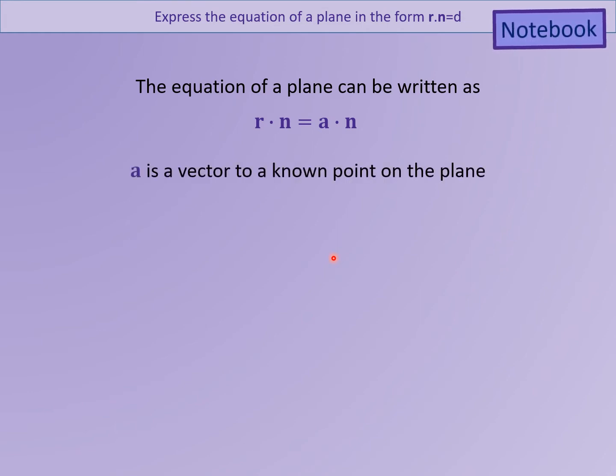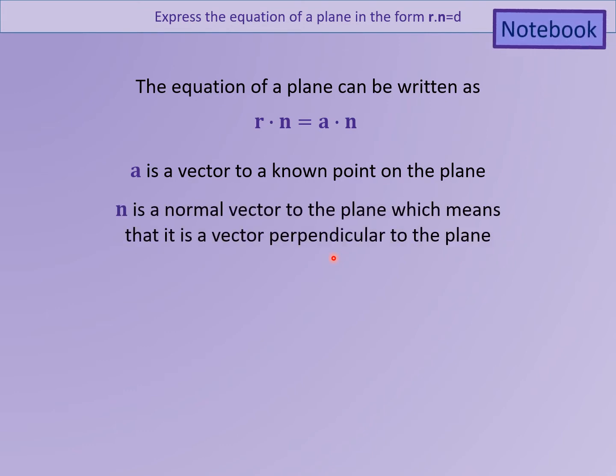Now then, what's worth noting in your notebooks is that a is a vector to a known point on the plane. So exactly the same as when we did equations of lines, the a vector was always a known point on the line. It stands true for planes as well, that the A is a vector, a known point that actually lies on the plane. The n value is a normal vector to the plane. It's got to be a perpendicular vector to that plane. And you'll get used to hearing those same words, normal to the plane. It means it's a line that is perpendicular, cuts through at exactly 90 degrees.